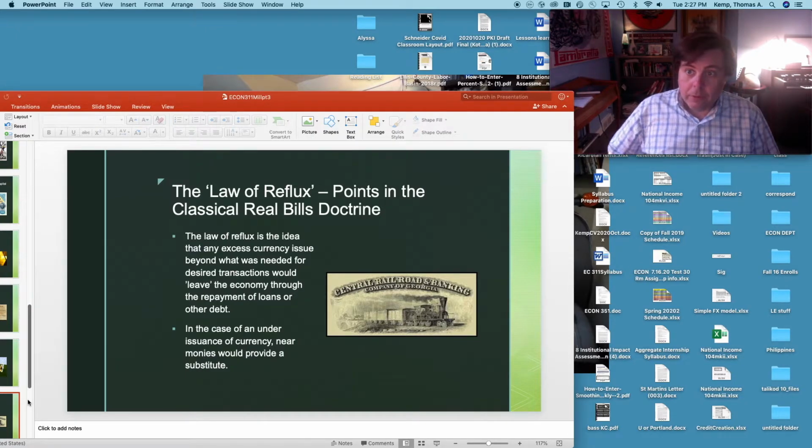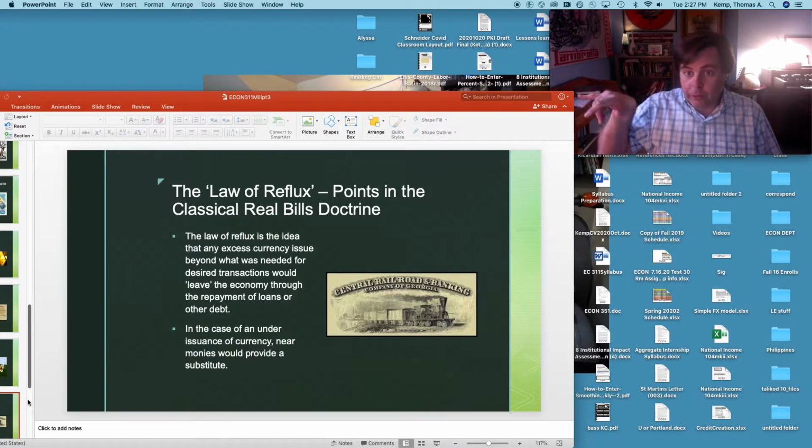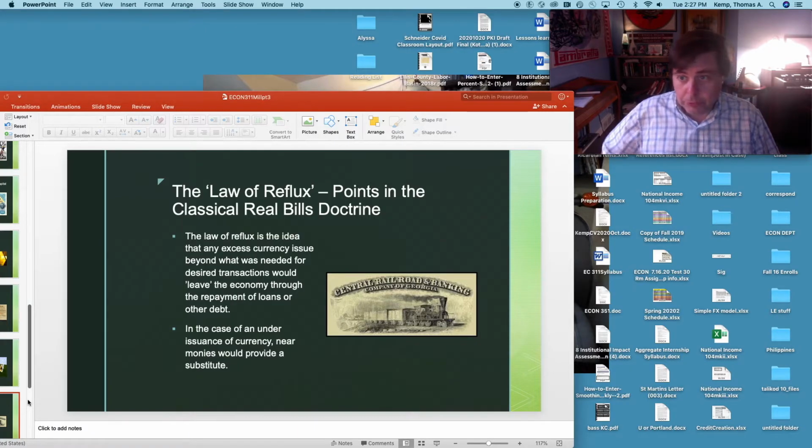So over here I have this picture, and there are actually a few so-called near monies in here. Central Railroad and Banking Company of Georgia. So that's obviously not the central bank of the United States. It's not even a normal bank, it's not any government entity at all. It's nothing to do with the state of Georgia, except it was probably located there.